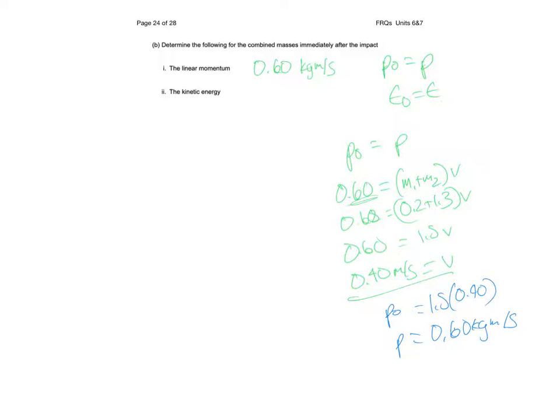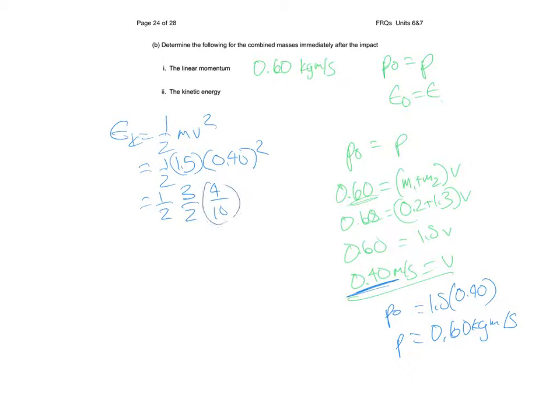Now the kinetic energy is a different beast. The kinetic energy afterward is 1/2 mv squared. Now our mass is the combined mass. It's effectively one particle right now. Two particles have become one. So the mass of the two of them together is 1.5. And the velocity we determined right here was 0.40. So we have 1/2 times 3/2 times 4/10 quantity squared.